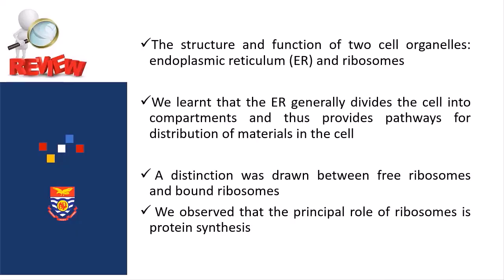So this brings us to the end of Unit 1, Session 5. In this session, we've learned the structure and function of two cell organelles, that is the endoplasmic reticulum and ribosomes. We also learned that the endoplasmic reticulum divides the cells into compartments, and therefore provides pathways for distribution of materials in the cells. We also learned the distinction between free ribosomes and bound ribosomes, and we also looked at the principal role of ribosomes in protein synthesis.